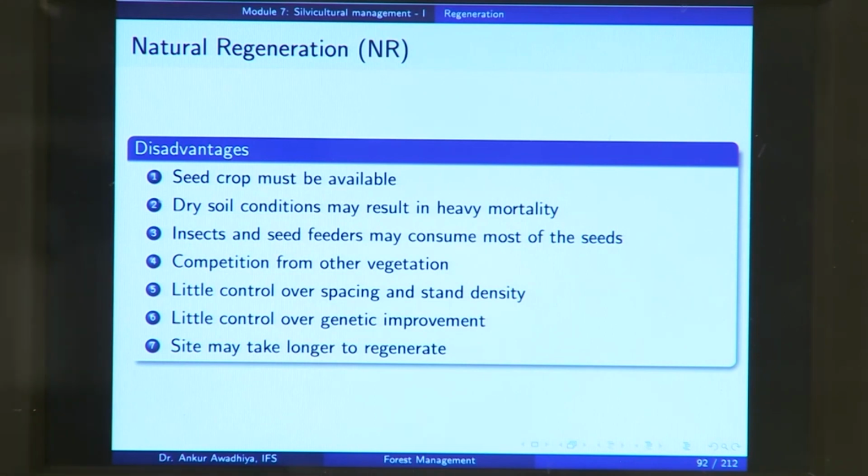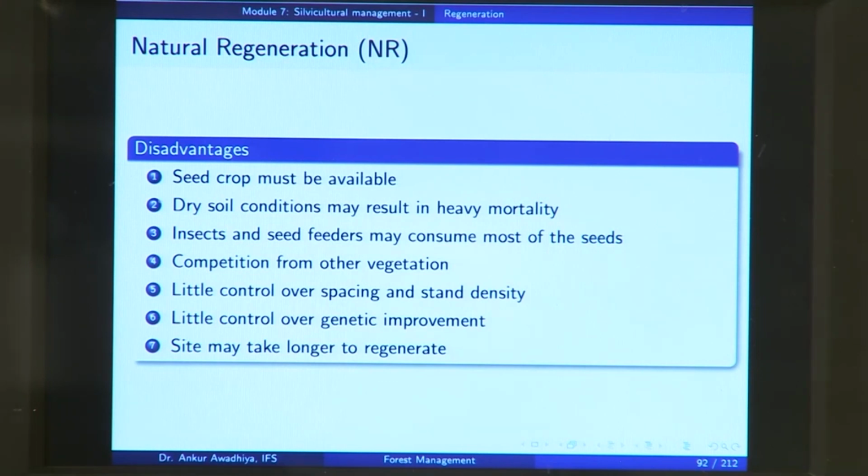Dry soil conditions may result in heavy mortality. Now, in the case of natural regeneration, you are removing a large number of trees for timber, and you are leaving out a few trees as mother trees. But then, because you have removed the other trees, sunlight is able to reach the soil surface and is also able to desiccate the soil. And these dry soil conditions may result in heavy mortality. There can also be heavy mortality because of insects and seed feeders that consume a number of seeds. So, because of these factors, the dry soil and the insect conditions, you do not have much control over the success rate of natural regeneration.